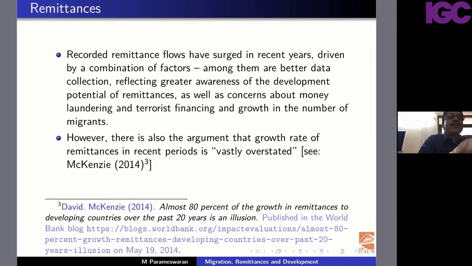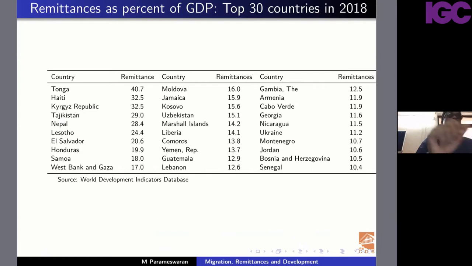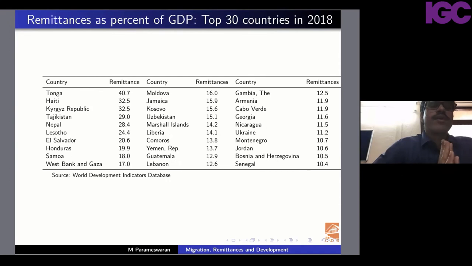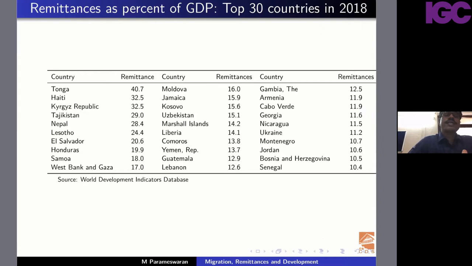Now, what is more important is not the absolute value of the remittances, but the size of remittances in relation to the size of the economy. Here you can see a different picture. I have brought the top 30 countries getting remittances as a percentage of GDP. What you can see is that all these 30 countries are getting remittances which have a share of more than 10% of their GDP. And most of the countries belong to the poor countries in Africa. In Asia, Nepal is there. Some European countries are also there.